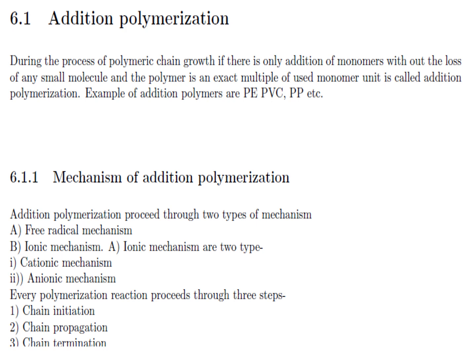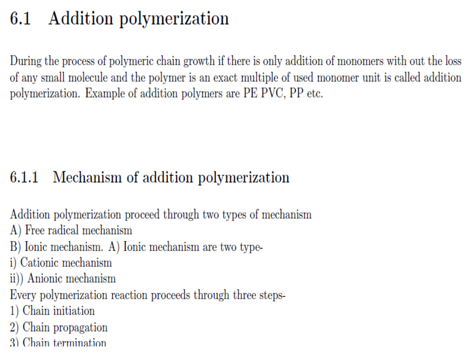So during the process of polymeric chain growth, if there is only addition of monomers without the loss of any small molecules, as we saw in the case of condensation polymerization, and the polymer is an exact multiple of the used monomer unit, then it is called addition polymerization. Examples of addition polymers are polyethylene, polyvinyl chloride PVC, polypropylene PP, etc. So now we go through the mechanism of addition polymerization.